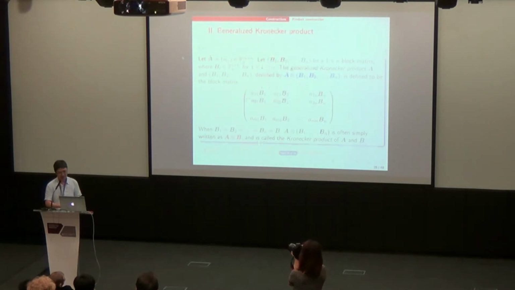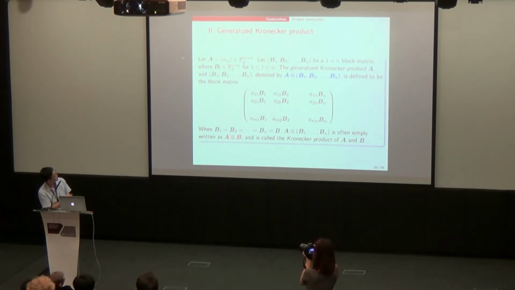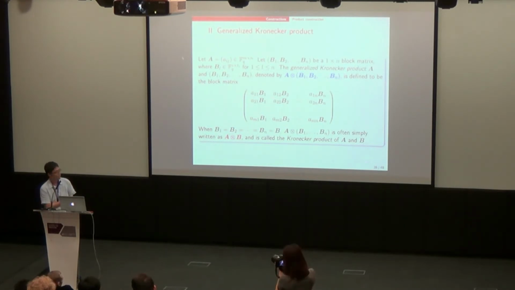So for a slightly generalized example, we need a generalized Kronecker product. Let A belong to F_q^{m times n}, and let B1, B2, ..., Bn be a block matrix where each B_l has the same number of rows. A generalized product of A with B1, B2, ..., Bn is defined by this one. When B1, B2, ..., Bn are equal, it is just the classical Kronecker product.